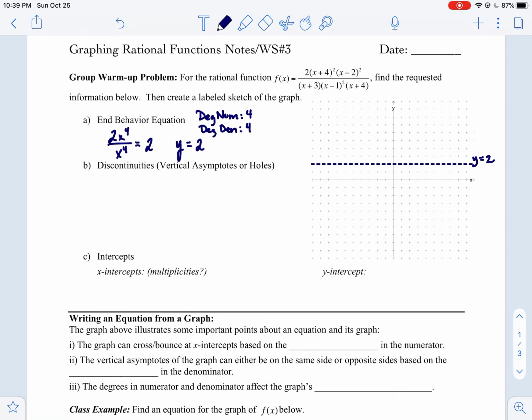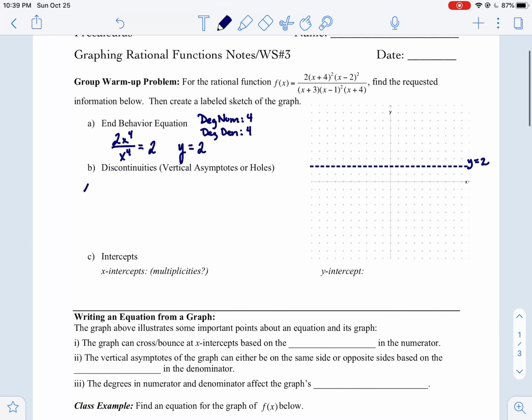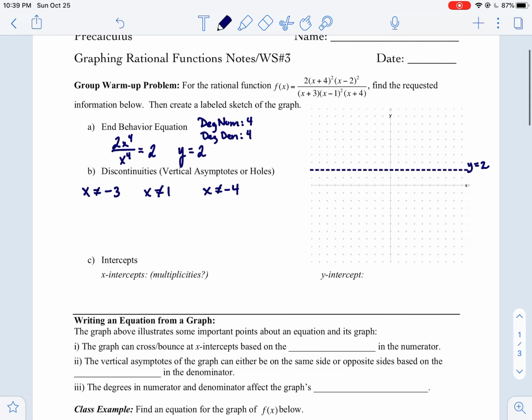Then we have to think about discontinuities. If you look at the bottom, we're looking at the denominator to figure out what those discontinuities are. So we know that x can't be -3, x can't be 1, and x cannot be -4. Those are the 3 numbers that are going to break this function because we'd be dividing by 0. And then again, we have to classify them. The way that we classify is based on whether things cancel or not. As you can see, the x plus 3 does not cancel out. Since that doesn't cancel out, we know that that's going to be a vertical asymptote.